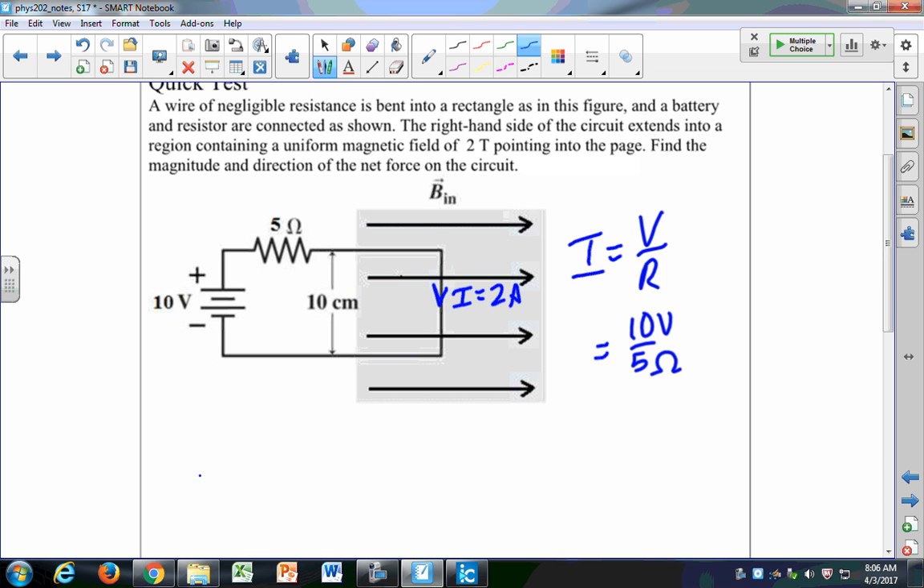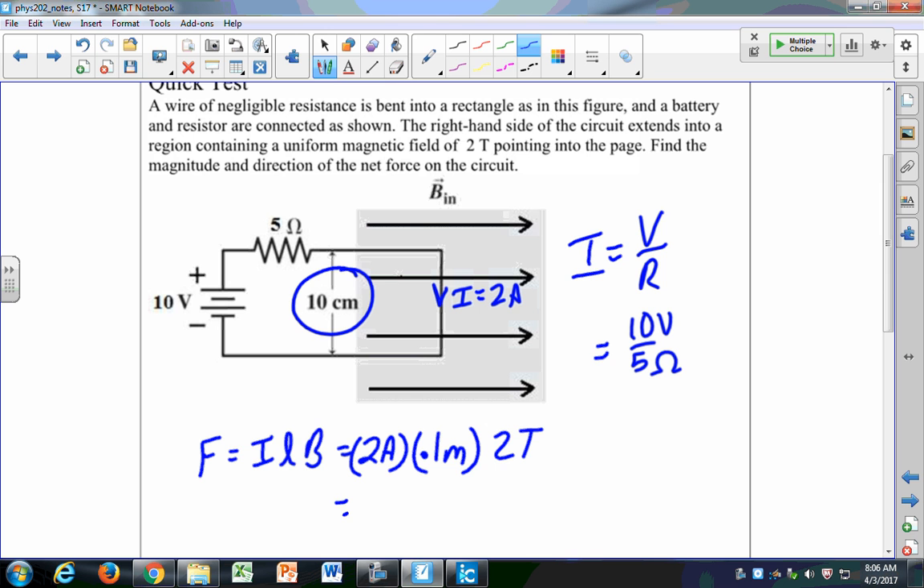And then we just want to calculate our force, ILB. I have 2 amps. My length is this 10 centimeters, which is 0.1 meters, times my magnetic field, which is 2 Tesla. So I get 4 times 0.1, 0.4 newtons.